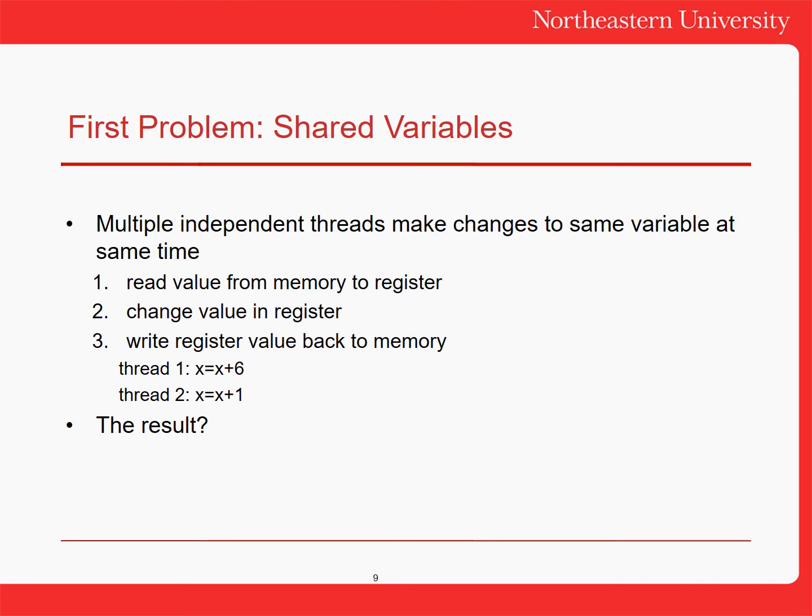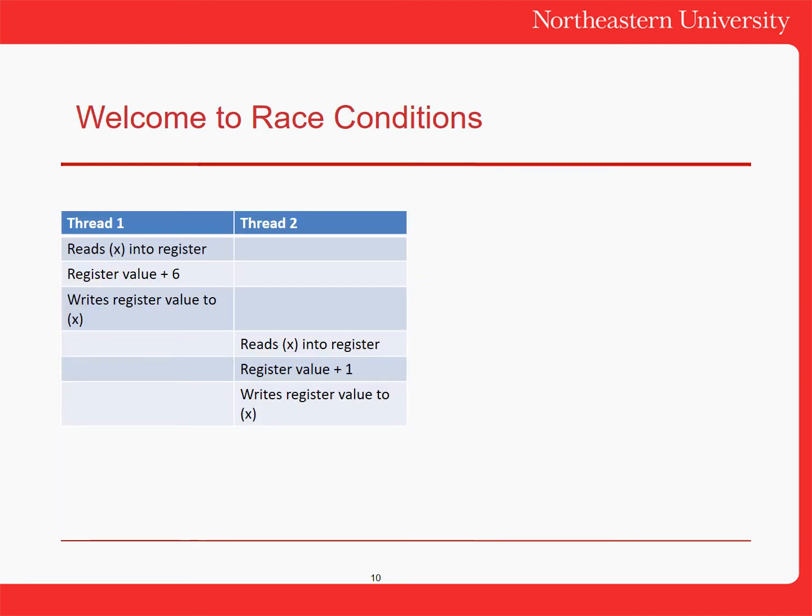Remember that to change a value in memory, we need to read that value from memory into a register, execute the numeric instruction to change its value, and then write the value back to memory. So this addition is not what's known as an atomic operation. It's not a single operation, it's actually 3 different ones. So we could have this order where thread 1 starts, it reads X into a register on the CPU, it adds 6 and it writes the value back.